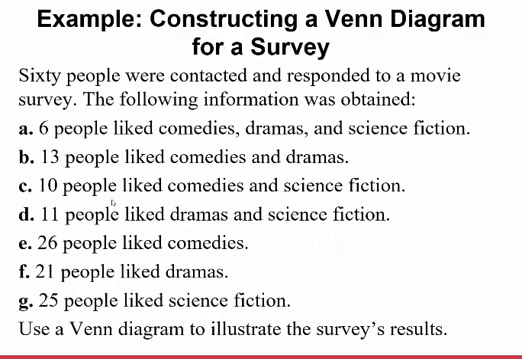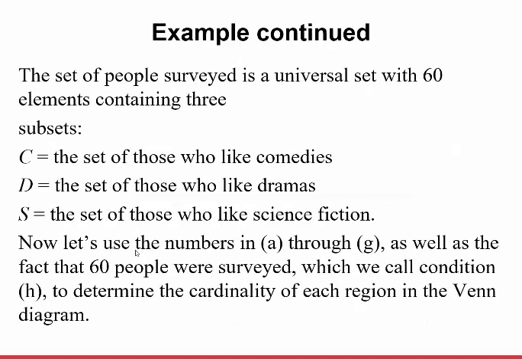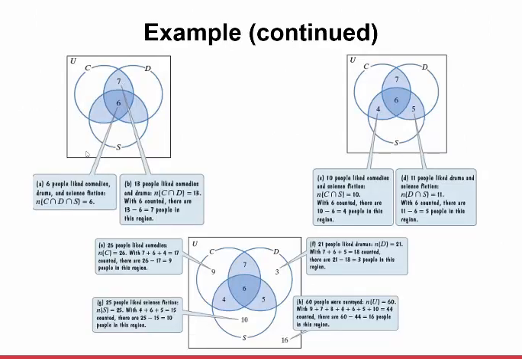All right, let's do it. It helps to have this handy as we go through this. Remember what I said: start with the most complex, the most interaction. We know that 6 people like comedies, dramas, and science fiction. We know that 6 people liked all 3, so that goes in the center.